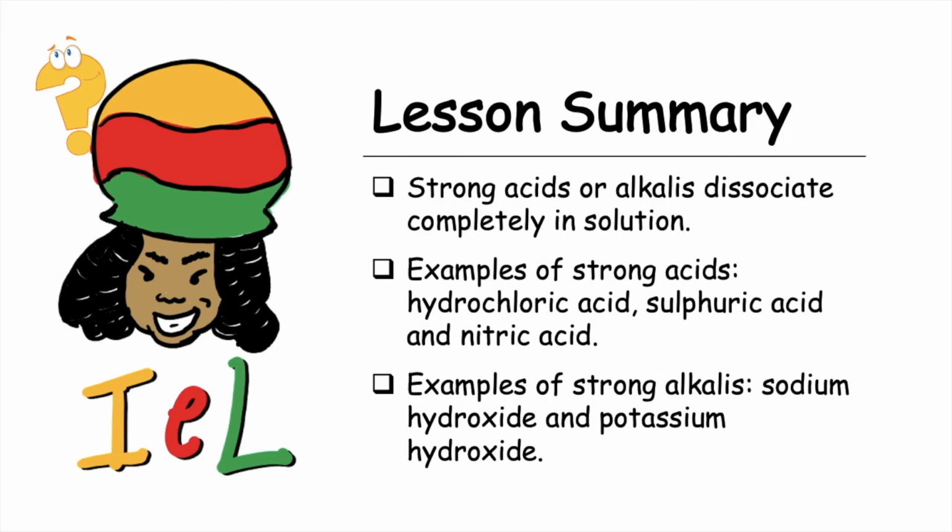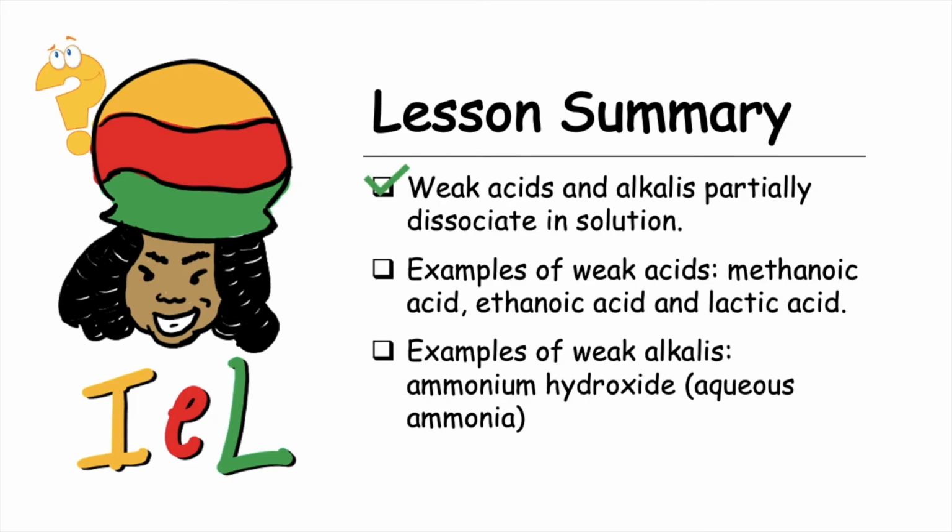So lesson summary. Note that strong acids or alkalis dissociate completely in solution. Examples of strong acids are hydrochloric acid, sulfuric acid, and nitric acid. Examples of strong alkalis, sodium hydroxide and potassium hydroxide. Weak acids and alkalis partially dissociate in solution. Examples of weak acids, methanoic acid, ethanoic acid, and lactic acid. Examples of weak alkalis, ammonium hydroxide, also called aqueous ammonia.